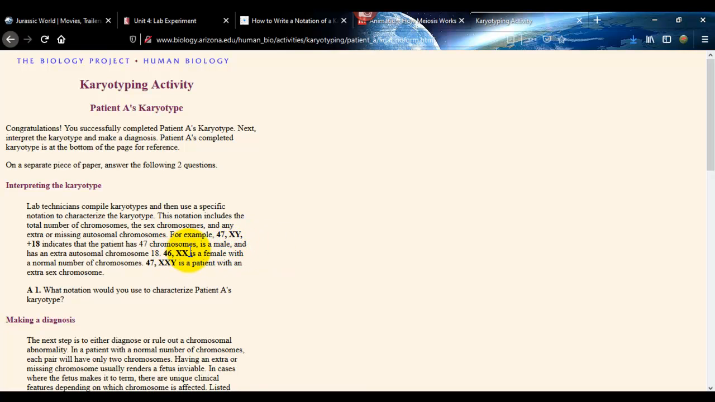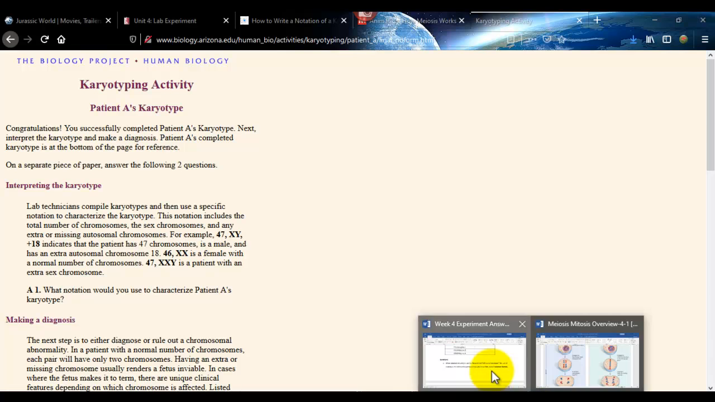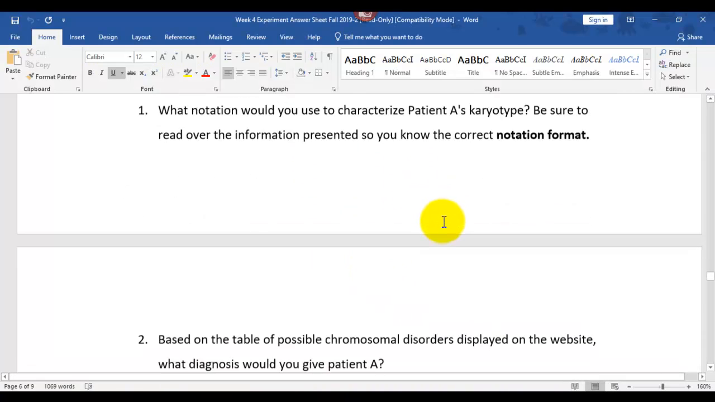Like it says here, for example, 47XY plus 18 indicates the patient has 47 chromosomes, is a male, and has an extra autosomal chromosome. Autosomes are the non-sex chromosomes. So make sure you write that correctly. So you would put the number of chromosomes, you designate male or female, and then you put a plus. In that person's case, it's a plus 21.